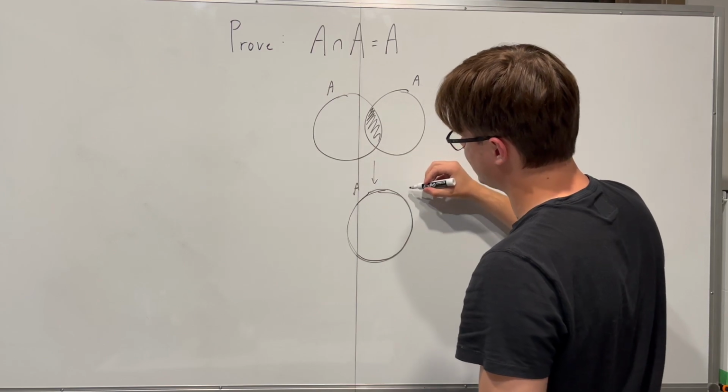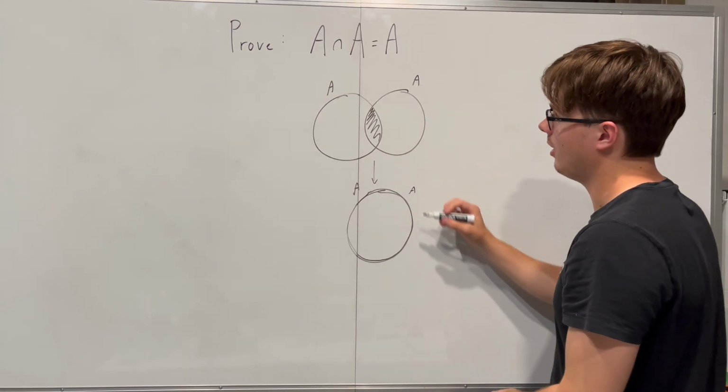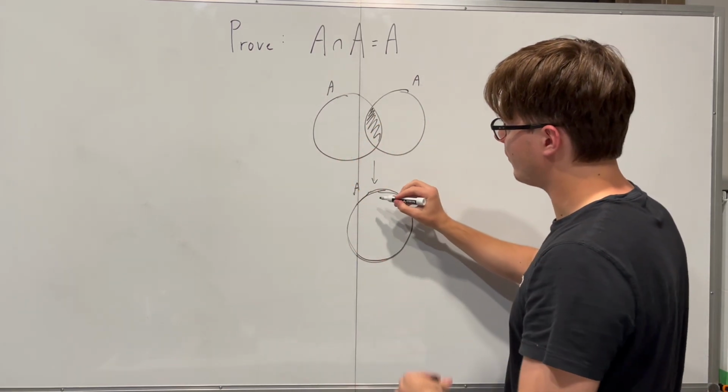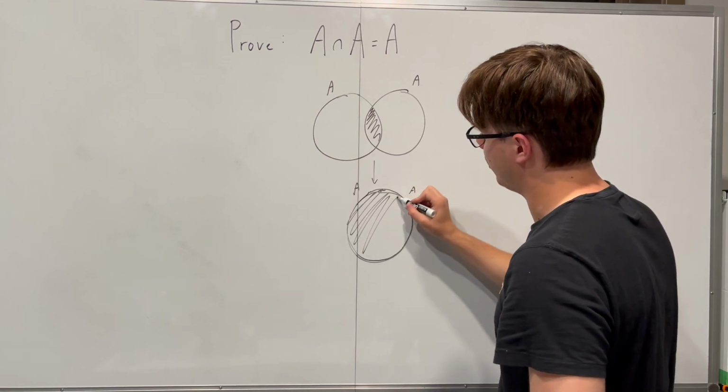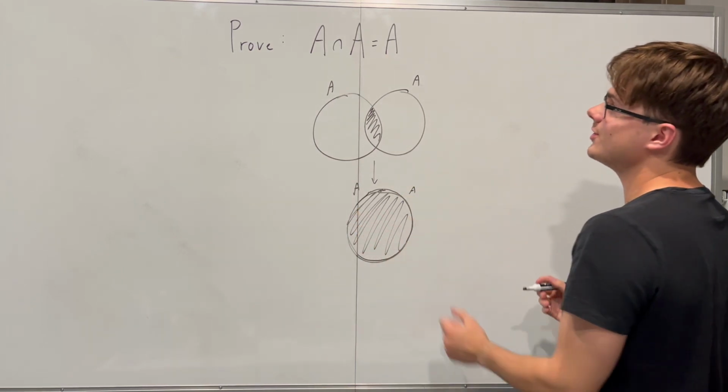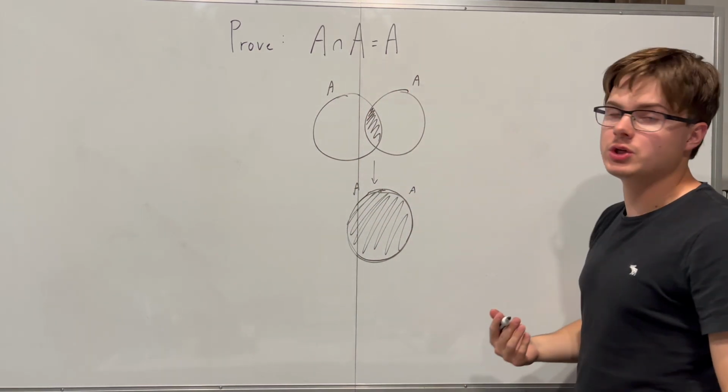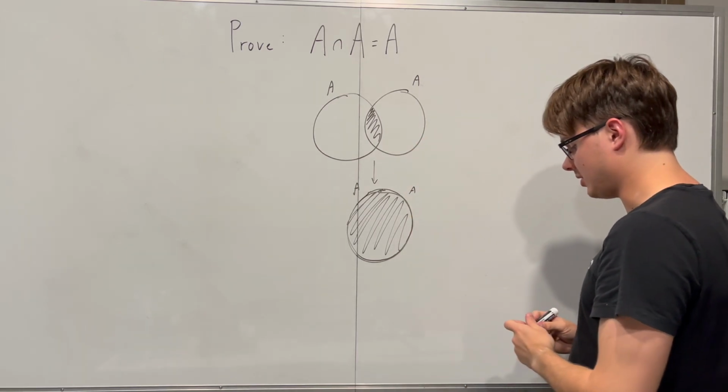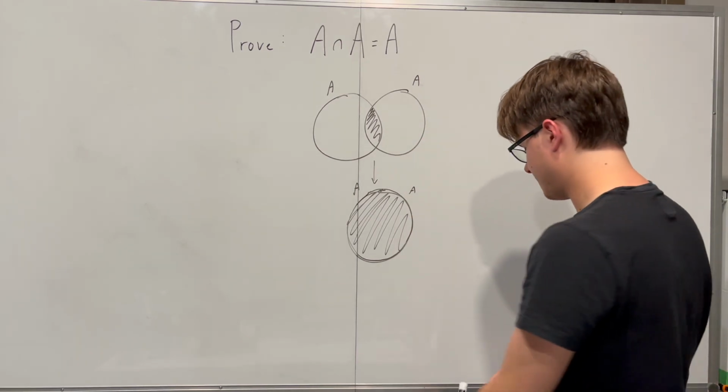Because you have two A's here, I'll draw a second A here. And because the intersection is all of it, you're actually highlighting all of this circle. And what do we notice? This entire circle is just our original set A, so that's why this is going to be true. So let's go ahead and prove it.